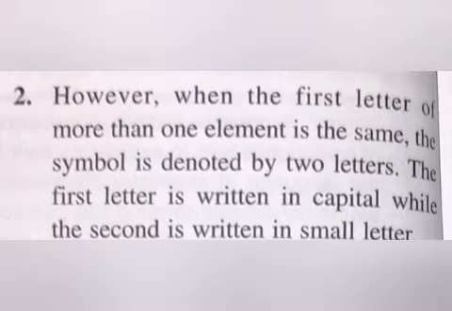Suppose carbon, cobalt, calcium, chromium and chlorine are elements whose first letter is the same, C. So carbon is denoted as C, and cobalt is denoted as Co, C capital and o small. And again calcium is denoted by the symbol Ca, C capital letter and a small. Chromium Cr, chlorine Cl. These element symbols also represent the atom of that element.